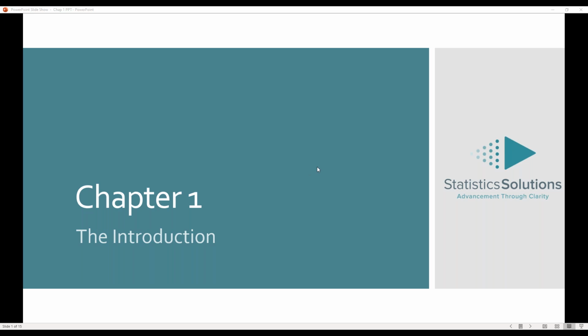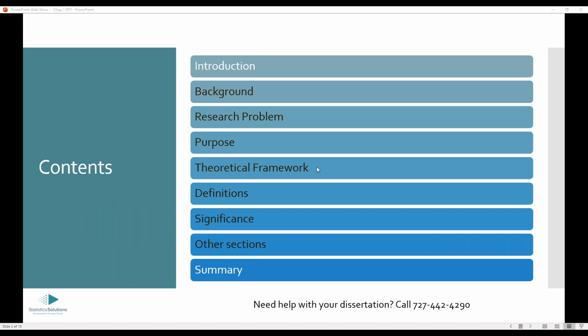Okay, moving forward. Here's what we'll cover today. These again are the typical general features of Chapter 1, which is the introduction to the dissertation. And it's helpful to think of Chapter 1 as a blueprint for the study. In other words, it's going to lay out some of the fundamental pieces. What are you studying? Why are you studying it? And how are you going to study it?